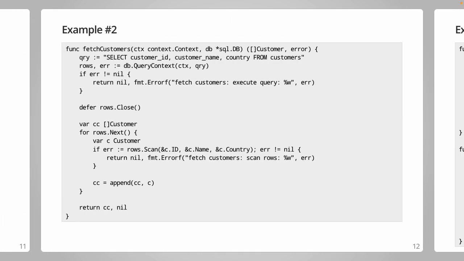Okay, example number 2. So over here I have a function which is interacting with the database. I'm making a call to the database with a query. The query is pretty straightforward. I'm selecting 3 columns from the customers table, and I'm then iterating over the rows and collecting all the returned rows into the customer slice. I'm doing the append over here and I'm returning it, right? But there is a problem in this. I'll come back to that.